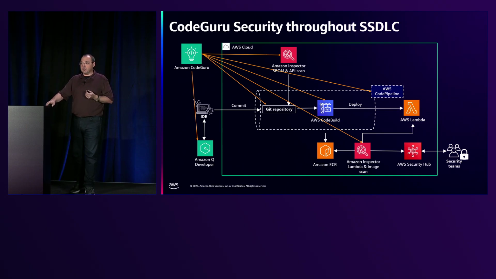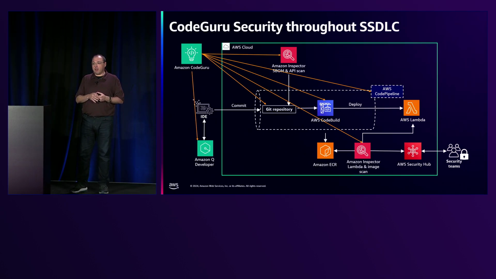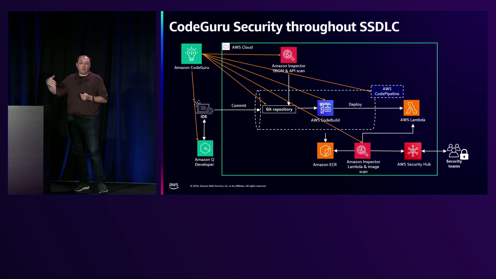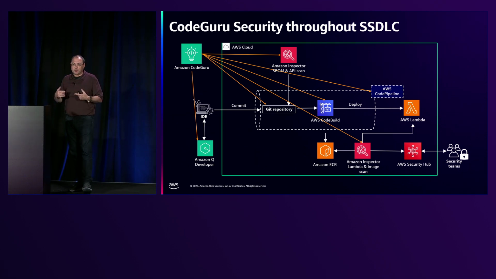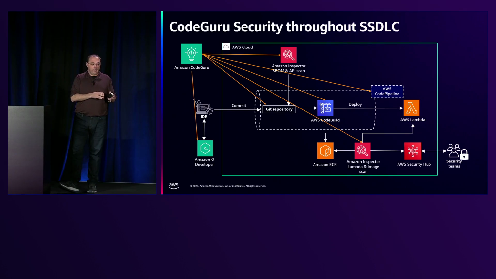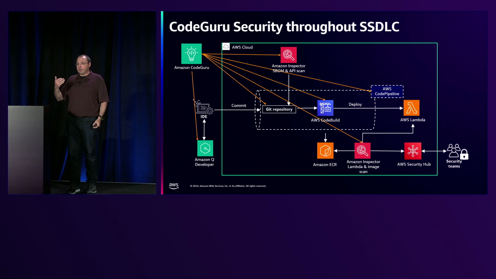Predominantly, this is CodeGuru Security as the next stage in that secure software development lifecycle. So here's the same picture we saw earlier, but CodeGuru Security is embedded throughout that. CodeGuru Security is actually one of the components that we're leveraging within Q Developer for that review. It's not the only thing, but it is part of that. And so Q Developer is using it, Inspector is using it, and then we can use it directly within our CI/CD pipelines, within CodeBuild, within CodePipeline.